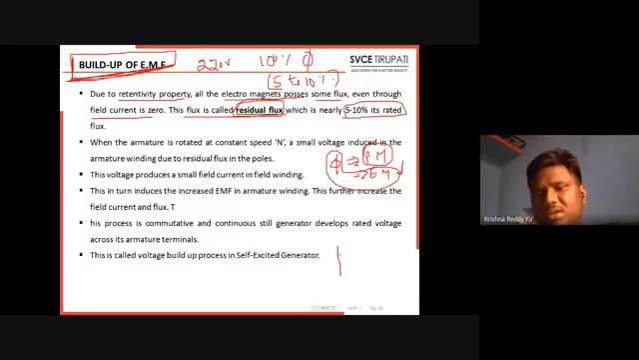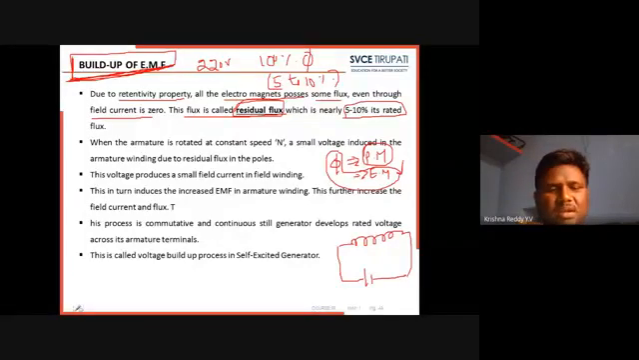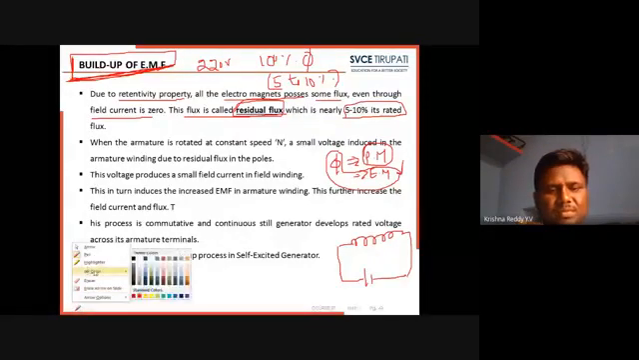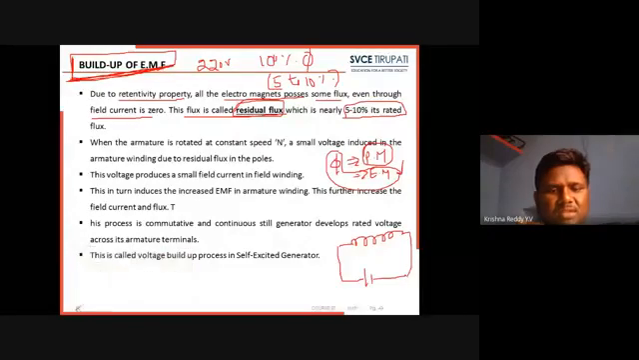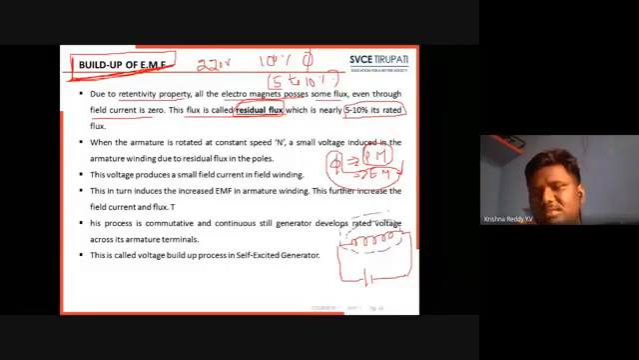You take one coil and give supply to this coil, it becomes an electromagnet and produces magnetic flux lines. Here around this coil, it produces magnetic flux lines like this.